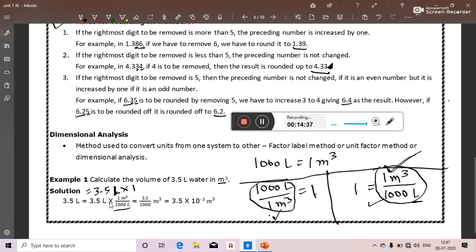So what will happen? Liter will be cancelled. So in that case we are remaining with 3.5 upon 1000 into meter cube. So in this way we can convert liter into meter cube. That is equal to 3.5 into, now instead of 1000 in the denominator, we can write it as 10 raised to minus 3 in the numerator. So our final answer will be 3.5 into 10 raised to minus 3 meter cube. So in this way, by using unit conversion factor, we can convert one unit into another of the same quantity.